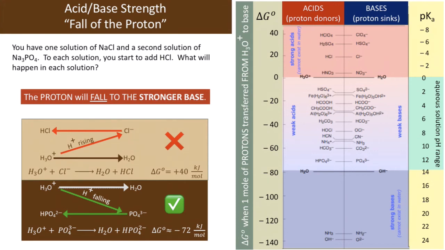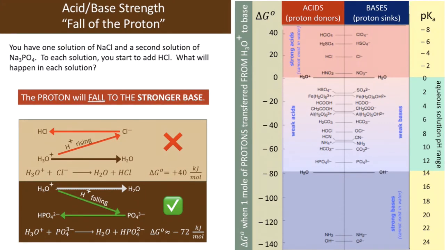So I absolutely love this super awesome chart that I modified from Dr. Stephen Lower. The left side of the chart talks about the delta G naught that results when a proton is transferred from an acid on the left to a proton sink on the right, which is a base. The more distance the proton falls, the greater the negative delta G, the more spontaneous it is. So in our example, we were adding acid to our sodium phosphate solution. Let's go to the one with the green check mark.